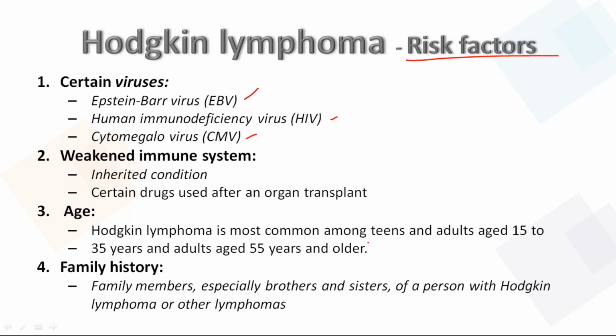But the adverse effect of these immunosuppressants is the development of malignancies like Hodgkin's lymphoma. Age factors: especially common in teens and adults. As I said, below 10 years we don't see Hodgkin's lymphoma. It is common in adolescence and young adults, and in adults aged 55 years or older. Family history: if a brother or sister has Hodgkin lymphoma or another lymphoma, the person can develop Hodgkin lymphoma. So the risk factors we know are viral infections, immune system status, specific age factors, and family history. These four factors, if you write, are the risk factors of Hodgkin lymphoma.